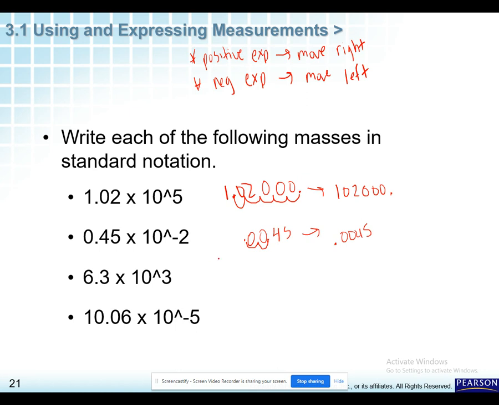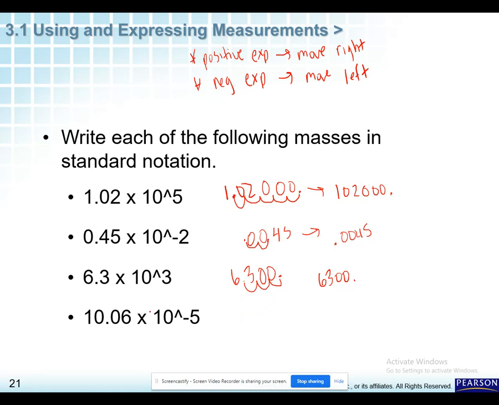Okay, so right now we're going to walk through it. Here I have 6.3. This positive exponent tells me that I'm going to move right, and I'm going to move right 3 times. 1, 2, 3. Again, you fill in these spaces with zeros. So my new number becomes 6,300.